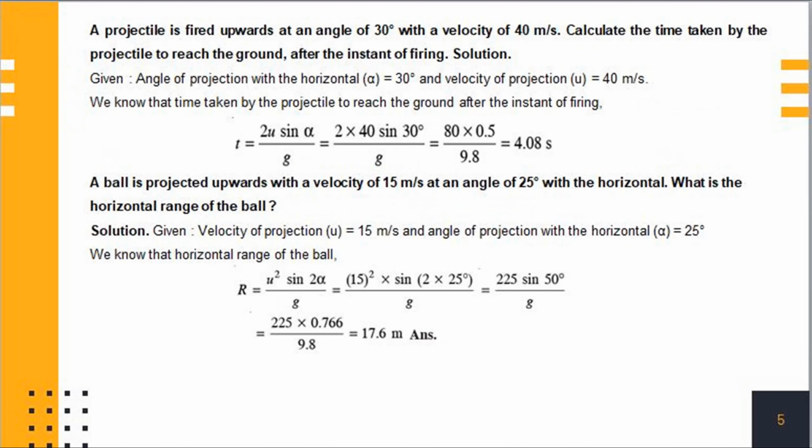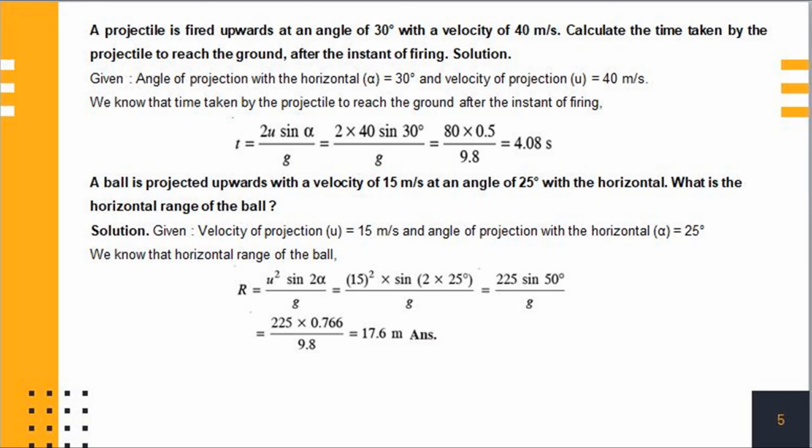First problem. A projectile is fired upward at an angle of 30 degree with a velocity of 40 meter per second. Calculate the time taken by the projectile to reach the ground after the instant of firing. In this problem, given entities are angle of projection with horizontal alpha is equal to 30 degree and velocity of projection u is equal to 40 meter per second.